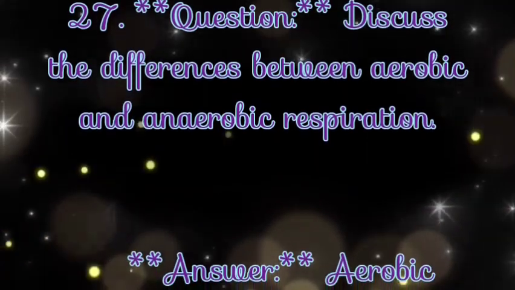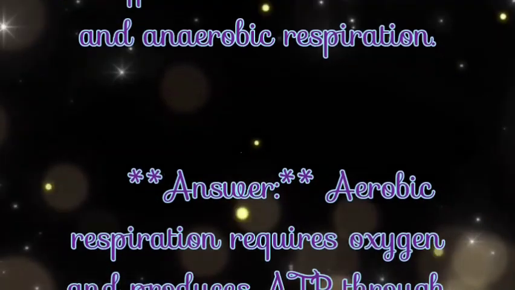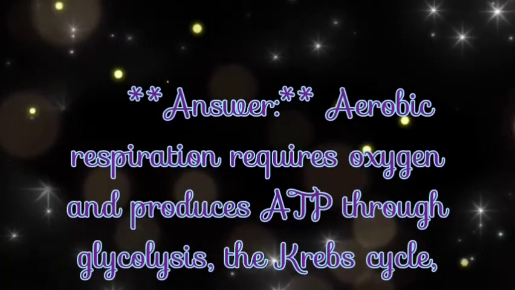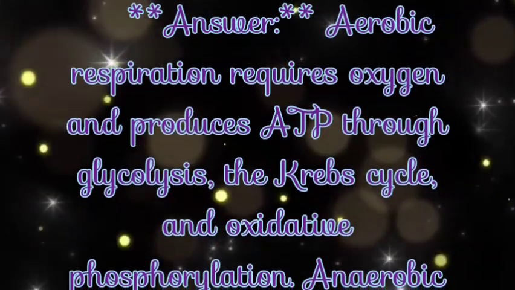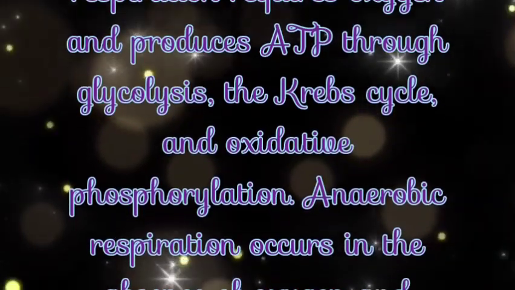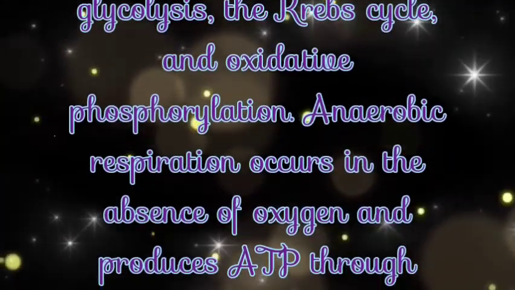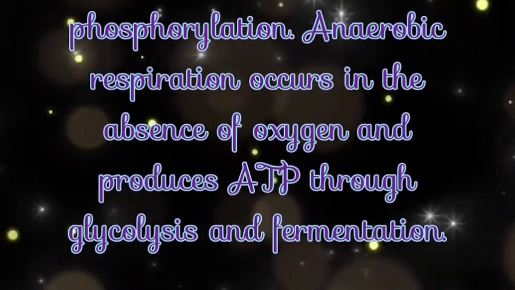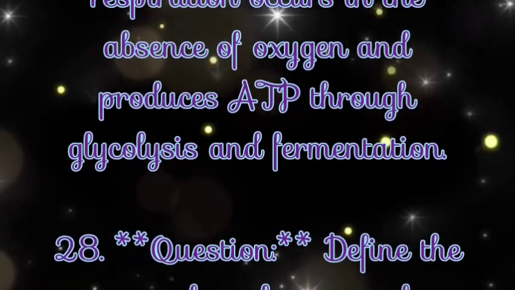Question number 27. Discuss the difference between aerobic and anaerobic respiration. Answer. Aerobic respiration requires oxygen and produces ATP through glycolysis, the Krebs cycle, and oxidative phosphorylation. Anaerobic respiration occurs in the absence of oxygen and produces ATP through glycolysis and fermentation.